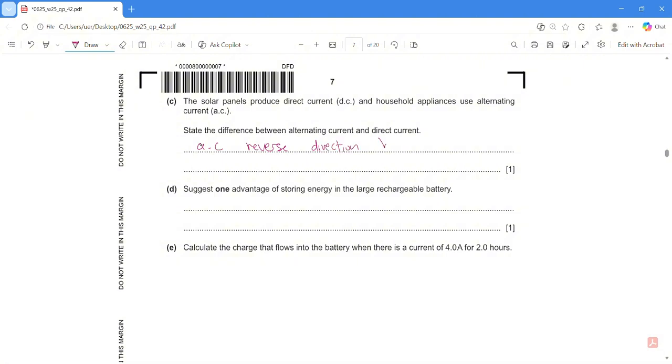Okay, but DC, direct current, only one direction.